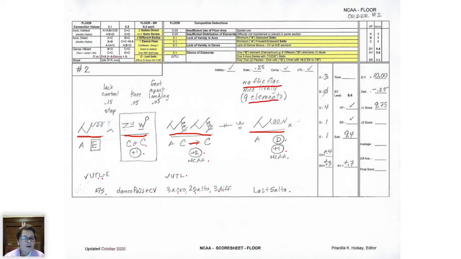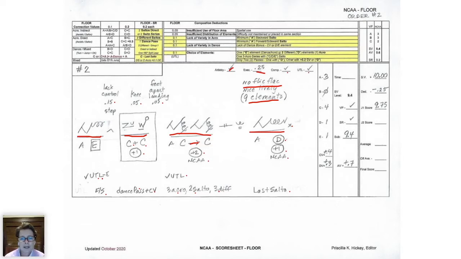The deductions are on the top. These are mine. You might differ, but my deductions were lack of control on the first pass for 0.15, knees on the switch half, and feet apart on landing of the wolf full. And then no deduction, the X, the last part means I felt like she stuck the landing. So I had nothing in artistry. I had 0.25 in execution, nothing in composition.